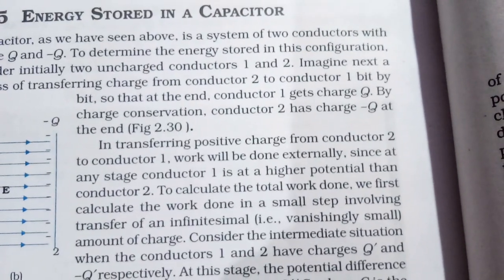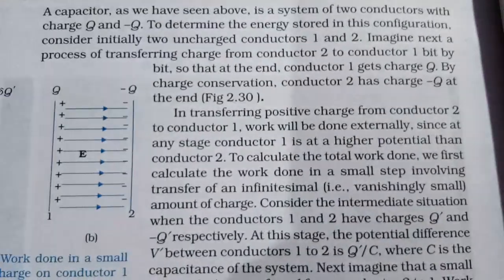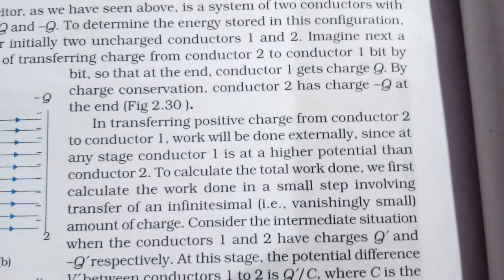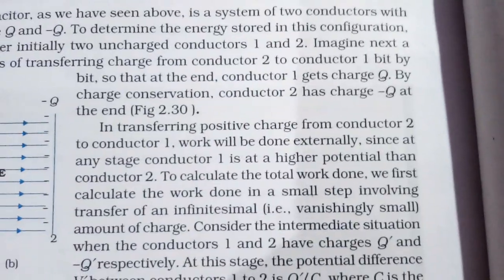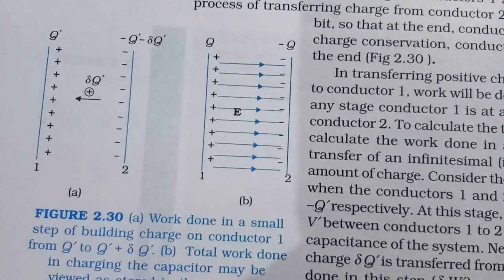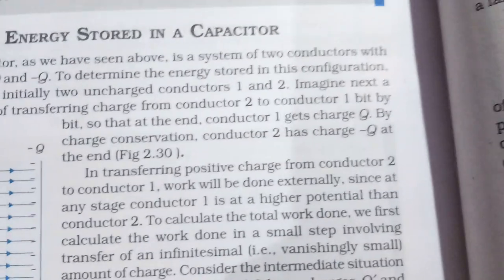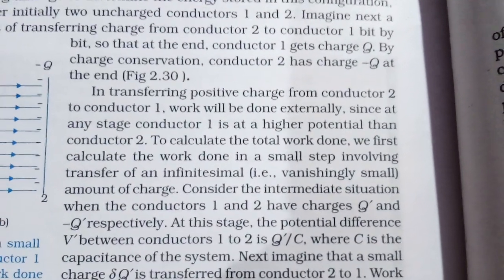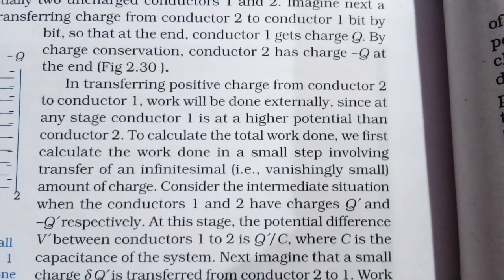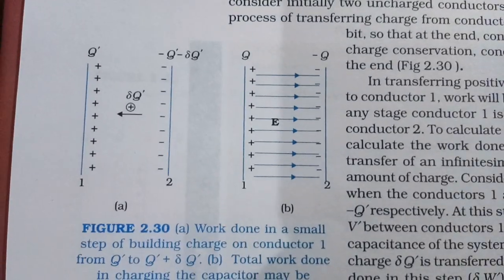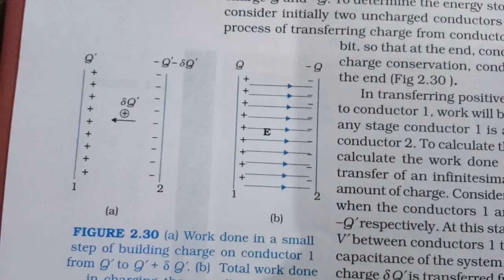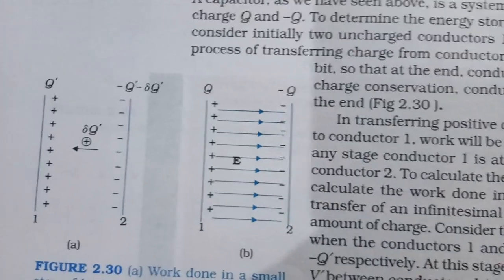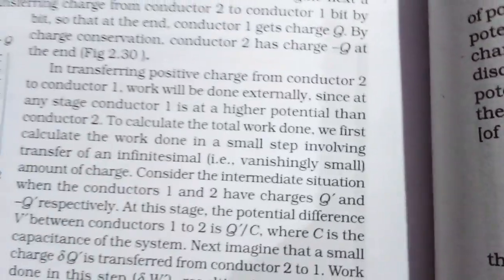Here you will see it bit by bit, slowly in small steps, so that in the end conductor 1 gets charge Q, and by charge conservation, conductor 2 has charge minus Q at the end, because charge is transferred from 2 to 1, as we see here in the detailed description. In transferring charge from conductor 2 to 1, work is done externally, since at any stage conductor 1 is at a higher potential than conductor 2. The potential is a very important factor that pulls the charges from other capacitors.